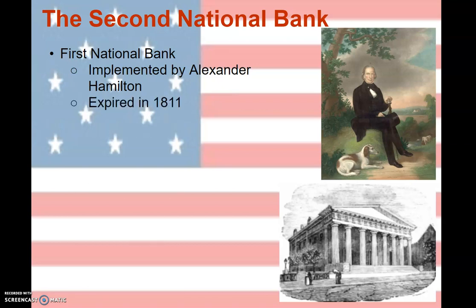And that bank did us really well. It helped get us out of a little bit of debt, right? But it expired in 1811. And we had to decide as a country whether or not we were going to renew that charter for that bank or if we were going to let it expire on its own. And Congress voted and actually tied. It was a tie vote to either renew or let it expire.